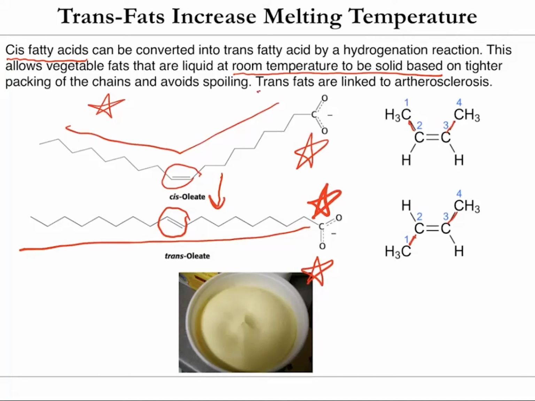However, trans fats are linked to things like atherosclerosis, and they mess with cholesterol metabolism and transport in your body. Several negative health consequences have been linked to these trans fatty acids, and they've been outlawed in a lot of different states to combat obesity and heart disease and things like that.